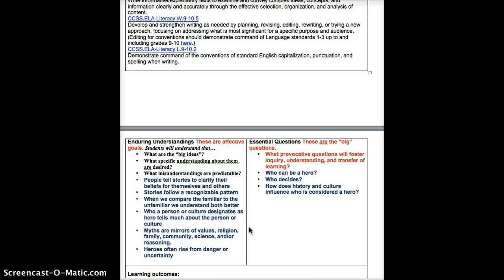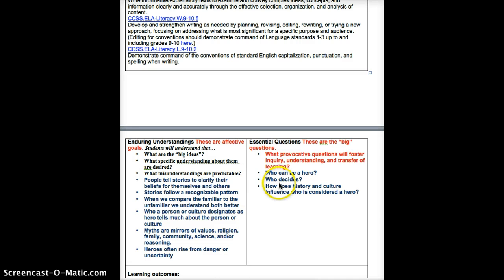And who is that constituency that makes that person a hero? Is that posthumously? Is it when the person's still alive? Who does that? That's a big question I want them to investigate. And I also want them to understand or investigate, how does history and culture influence who is considered a hero?